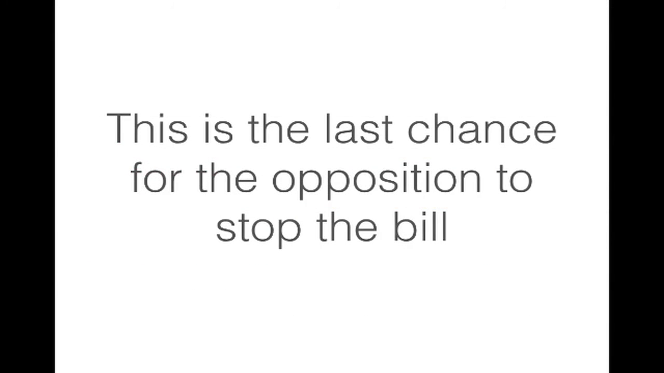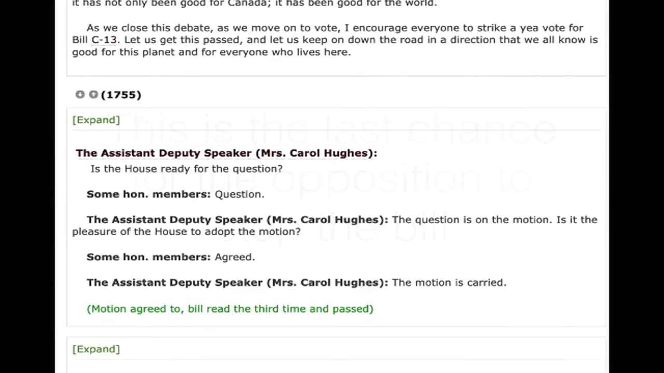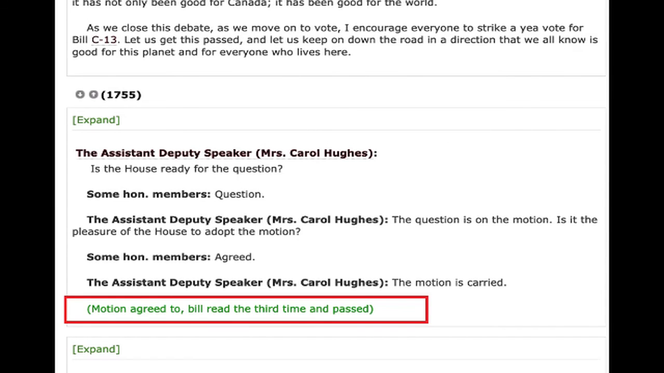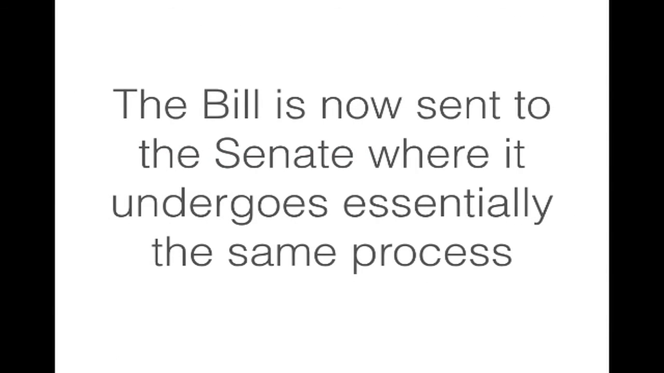and this is the last chance for the opposition or anyone who disagrees with the bill to stop it, and so the debate here can be long and at times quite acrimonious. Eventually the bill is voted on, and having been considered or read 3 times in this case and passed all 3 times, the bill is now deemed to have passed in the House of Commons, and it is now sent to the Senate, where it undergoes essentially the same process.